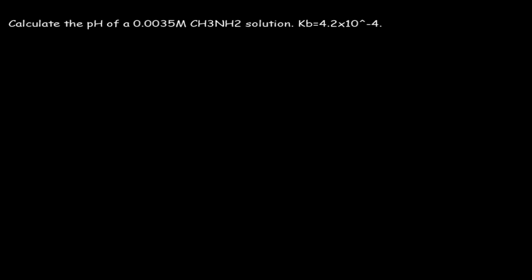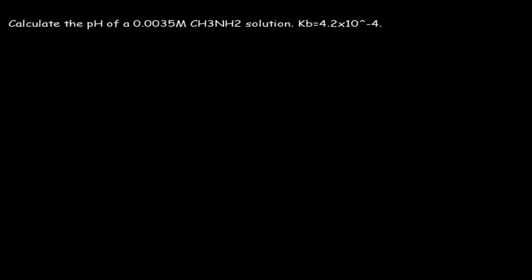Calculate the pH of a 0.0035 molar CH3NH2 solution. The Kb is 4.2 times 10 to the negative 4. So whenever we are asked to calculate the pH of a weak acid or a weak base, we always want to use a Rice table. In this situation, we're going to be using a Rice table for the weak base CH3NH2. We know it's a weak base because the question is giving us a Kb value, and also CH3NH2 is a weak base.